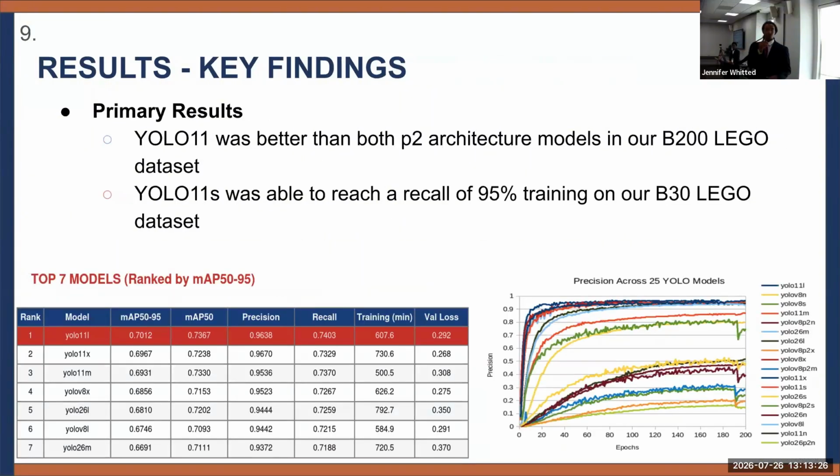And then, as I mentioned before, when talking about performance metrics, if you look at the graph in the bottom right, that's just comparing basically all 25 of our YOLO models based just on precision. So we could actually just see which models have the best precision for any problem.